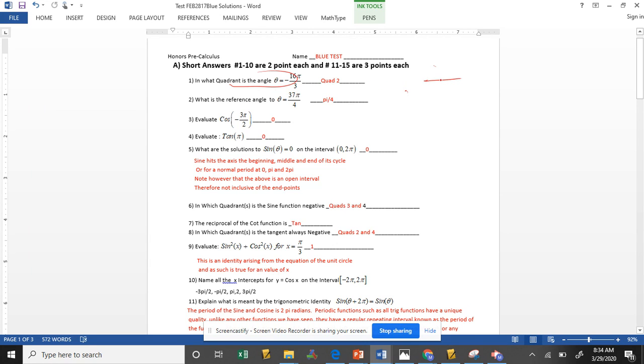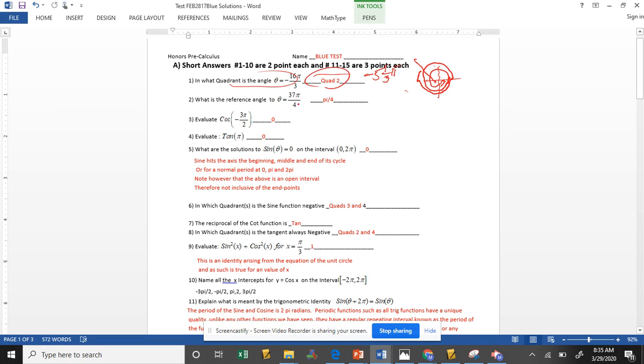So negative angles of rotation go clockwise. This negative 16 pi over 3 is negative 5 and 1/3 pi. Remember, every rotation is 2 pi, that's negative 2 pi, negative 4 pi. That's negative 5 pi and 1/3, so that's taking us up into quadrant 2.